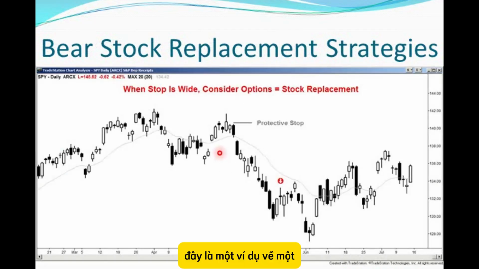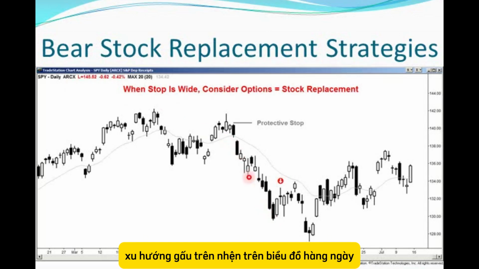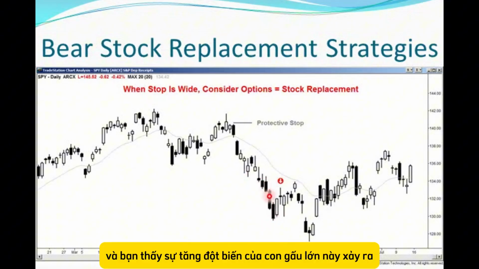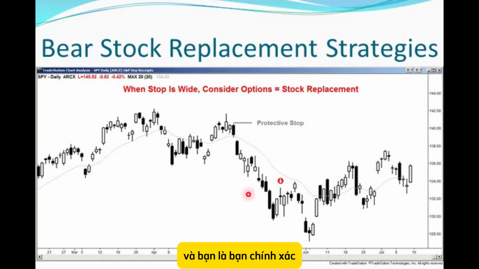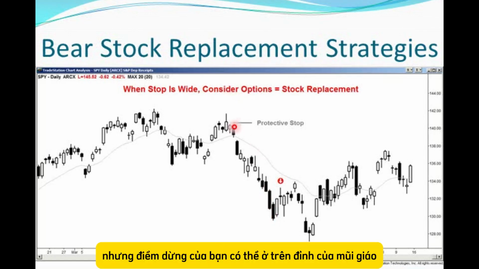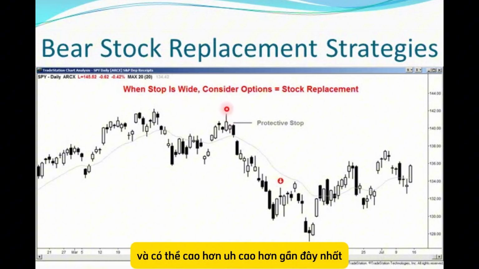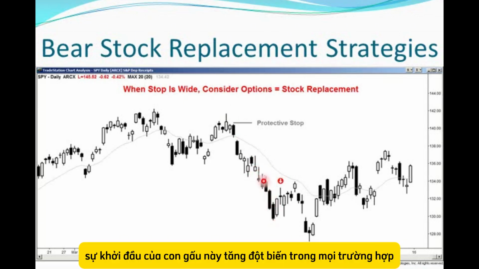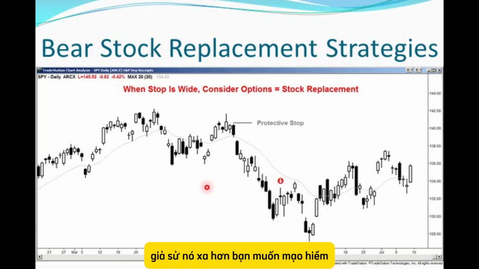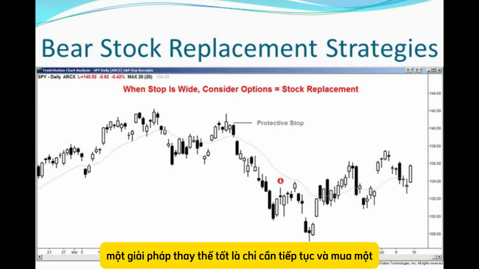Here's an example of a bear trend in the Spider on the daily chart, and I want to talk about it in two different ways. Let's say you are flat and you see this big bear spike occurring late in the bear trend, and you decide that the market is going down more, and you're correct. That makes sense whenever the trend is this strong. You decide you want to go short, but your stop might be above the top of this bear spike, above the most recent lower high, or even simply above the beginning of this bear spike. In any case, let's say it's further away than you want to risk, yet you want to participate on the downside. A good alternative is to simply buy a put.